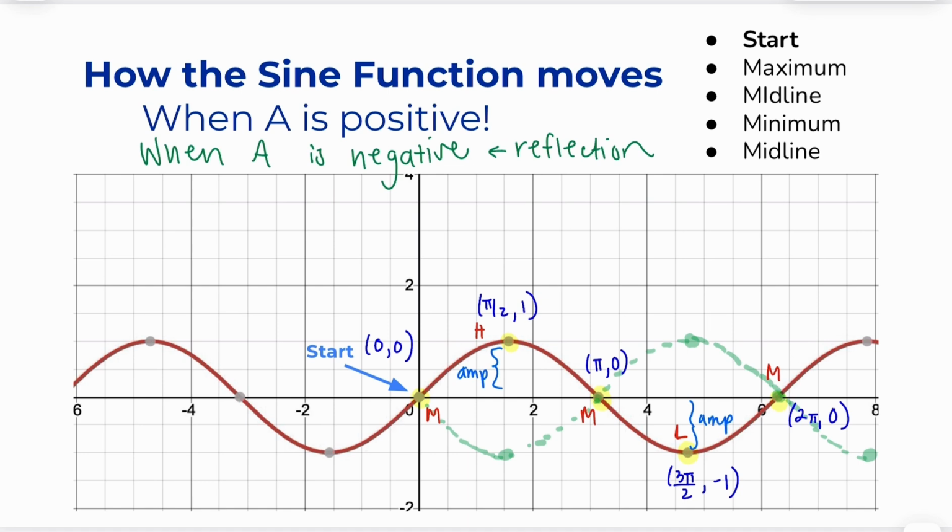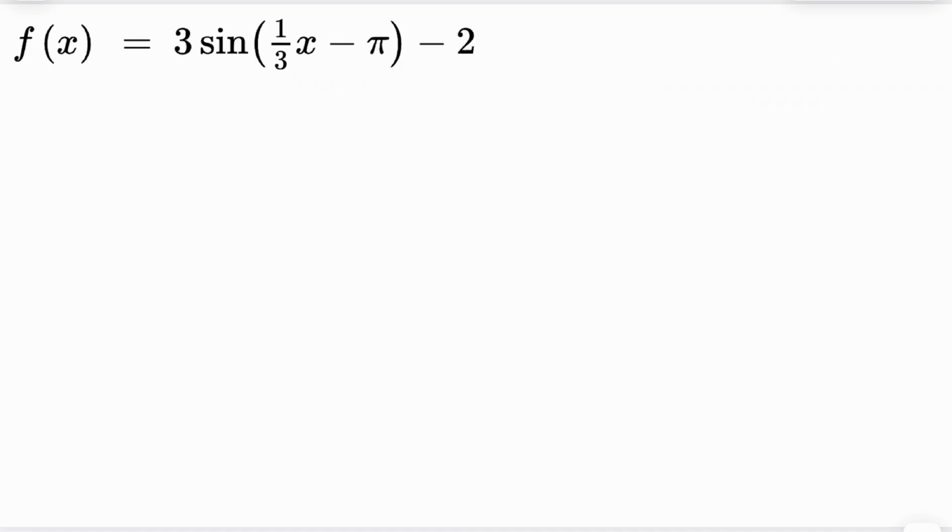Let's do some examples. For this one, I'm going to start by picking out A, B, and C. But you don't really need to do that, but it can help you to find the pieces if you would like. So there's A, B, C, and D. All by themselves, they don't really tell us anything, but we can use them to find the pieces of our graph. So we've got our amplitude is going to be 3.